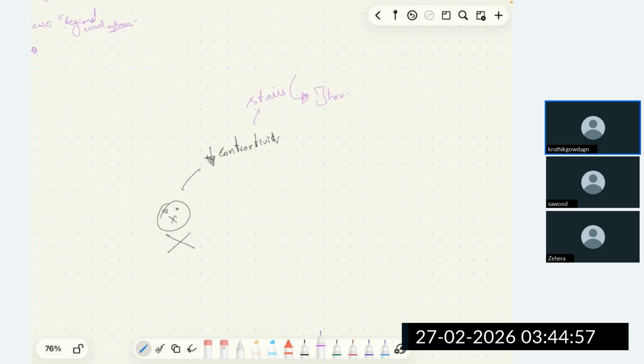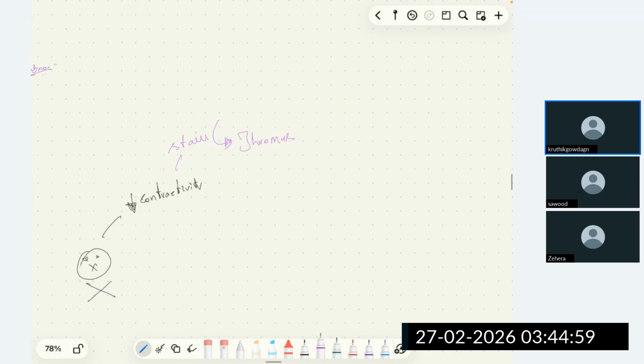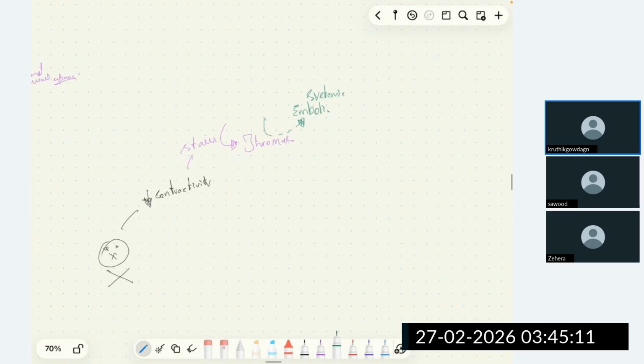And this thrombus may dislodge and may have embolic complication. We may have systemic embolism secondary to acute coronary syndrome. So we saw, if the contractility of heart is reduced, there may be blood stasis leading on to thrombus development and systemic embolization, which may lead on to renal infarction, limb infarction, stroke, etc.